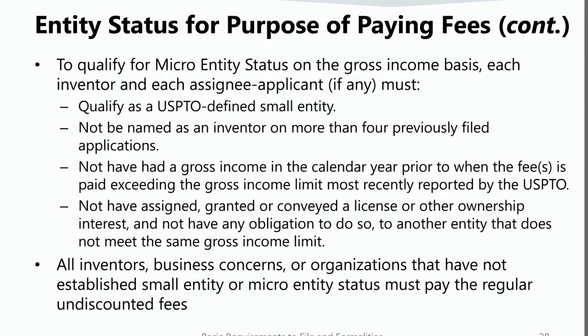Fees can be reduced even more for microentities. In addition to meeting all requirements for small entity status, qualifying for microentity status on the gross income basis requires that each inventor and applicant not be named as an inventor on more than 4 previously filed applications, not have had a gross income in the year prior to when the fees are paid exceeding the USPTO reported gross income limit, and not to have made or be obligated to make an assignment, grant, or conveyance of a license or other ownership interest in the application to another entity that does not meet the same gross income limit.